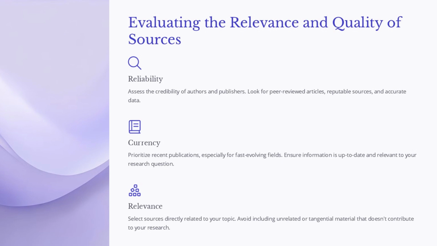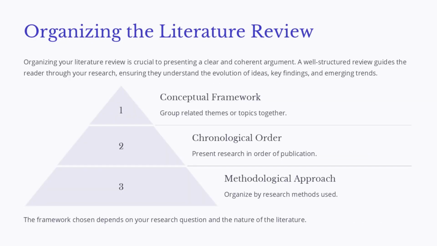The literature review is a crucial part of your research, as it helps guide the reader through the evolution of ideas, key findings, and emerging trends in your field. There are a few common ways to organize the literature review. Conceptual framework: group-related themes or topics together to show how they connect. Chronological order: present the research in order of publication to demonstrate the progression of ideas over time. Methodological approach: organized by the research methods used to highlight different approaches and perspectives.